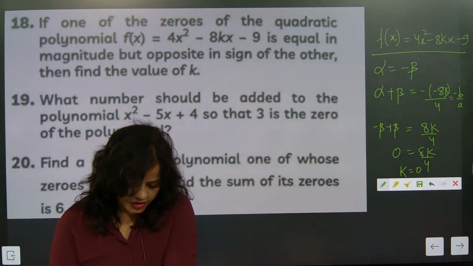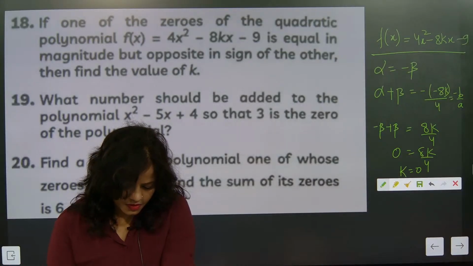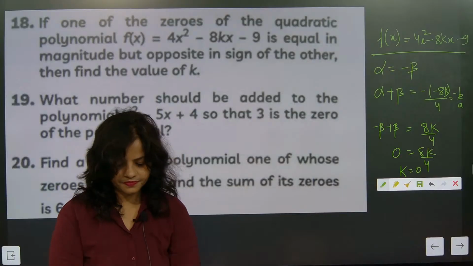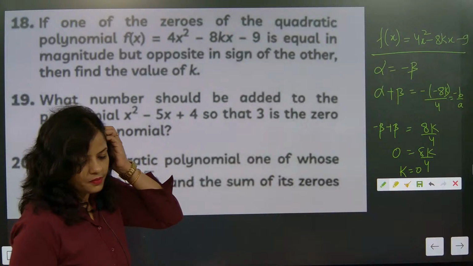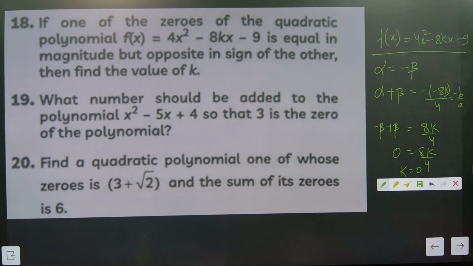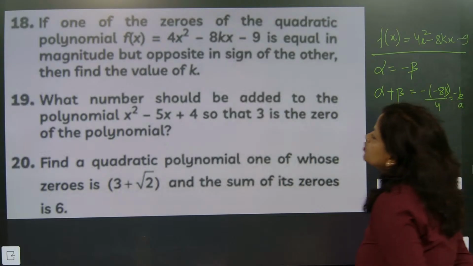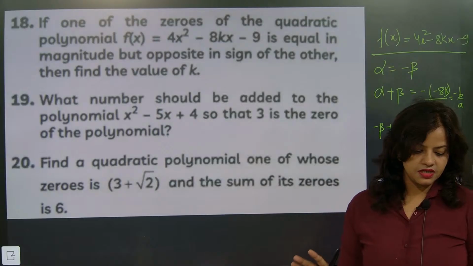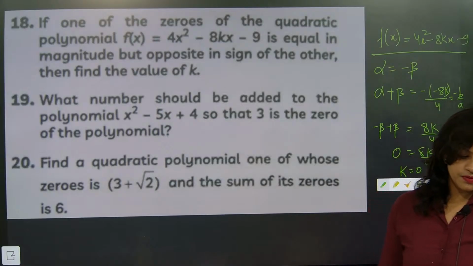Come on, go for this question. Please try this question now. What is the question given to you? It's a very simple question. If one of the zeros of the quadratic polynomial, see what must be added to the polynomial so that 3 is a zero of the polynomial. What must be added? So, can we add x? Let x must be added. Understood?